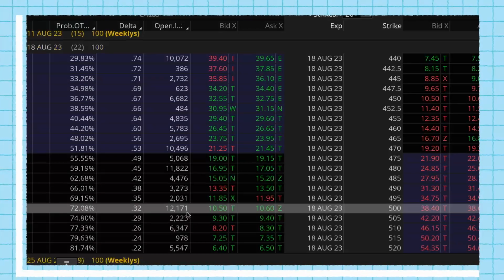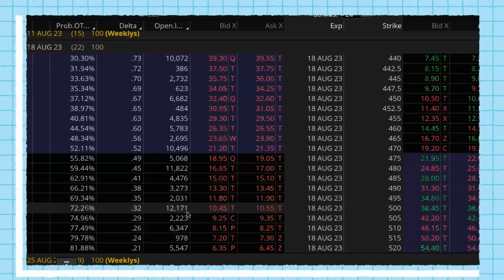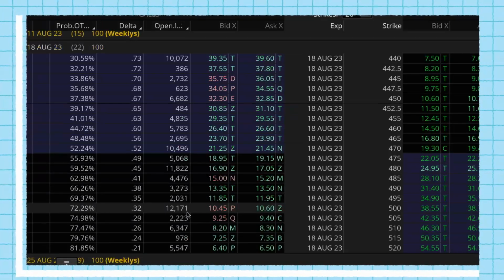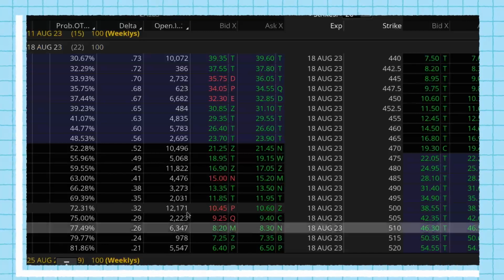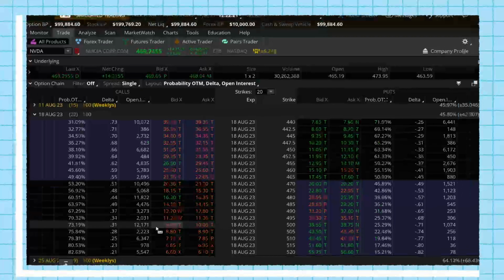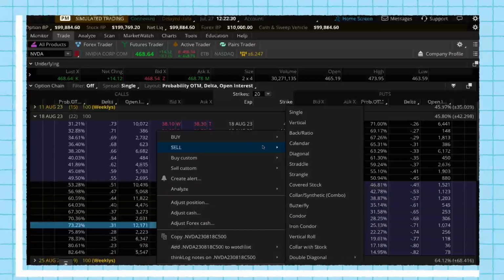Additionally, the probability of expiring column shows the 500 strike is at a 72% likelihood of expiring out of the money. One reason for the high probability is because the strike is more than $40 higher than the current price of $459. Considering all that, the 500 strike looked like a good candidate for the short contract. For the long call, I went with the 510 because it's inexpensive and also has high open interest with more than 6,300. I went ahead and made the trade.